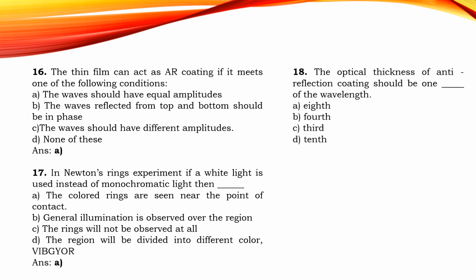Next is the optical lens of anti-reflection coating should be 1 dash of the wavelength, and the options are 8th, 4th, 3rd, 10th. And the right answer is option B, 4th, 1/4 of the wavelength.